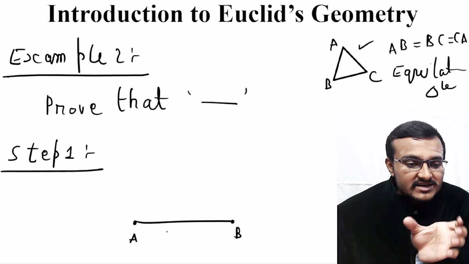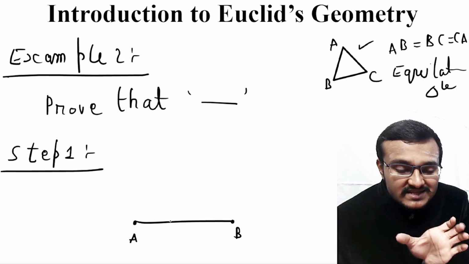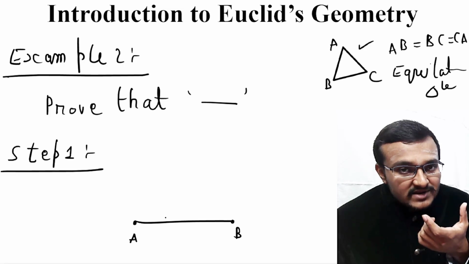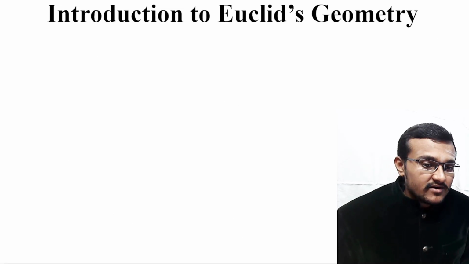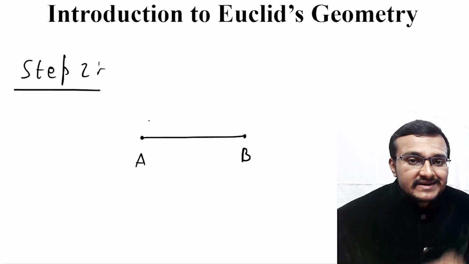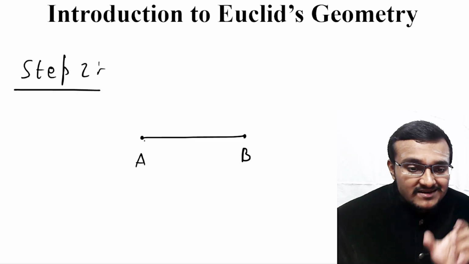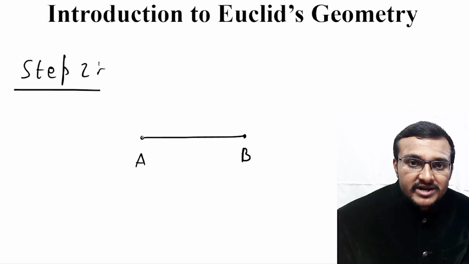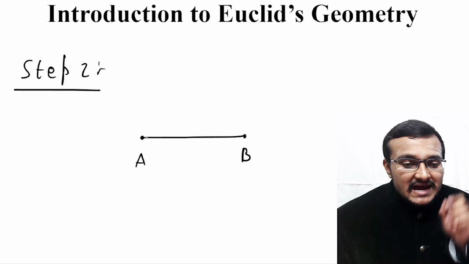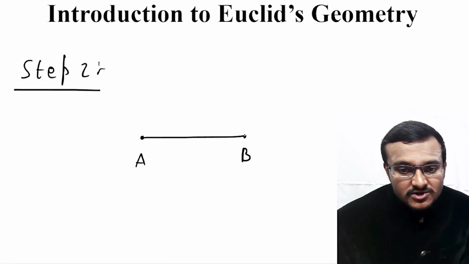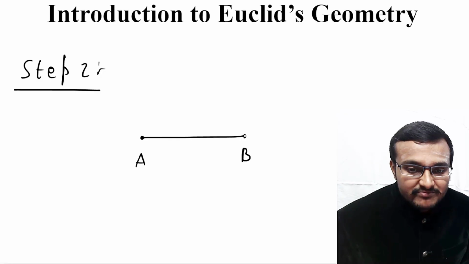So this line segment we are naming as AB. Using this line segment, you have to construct an equilateral triangle. Now in step 2, take one compass and keep the needle point of the compass on A and the pencil you have attached to the compass on point B.